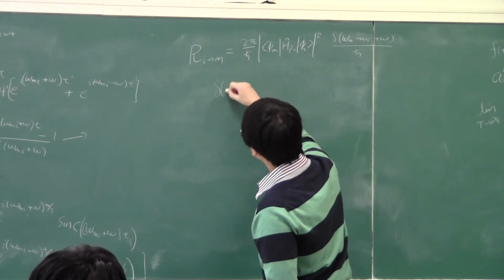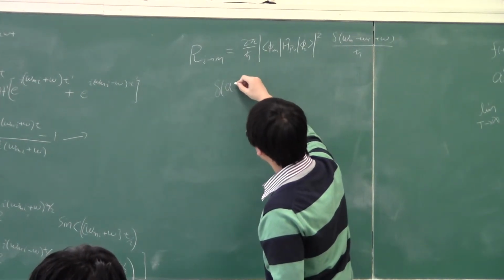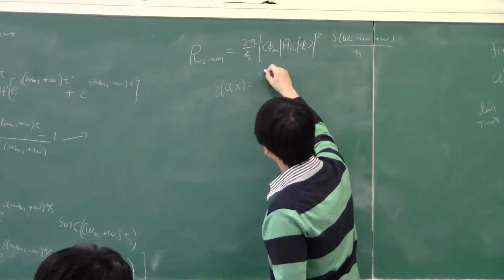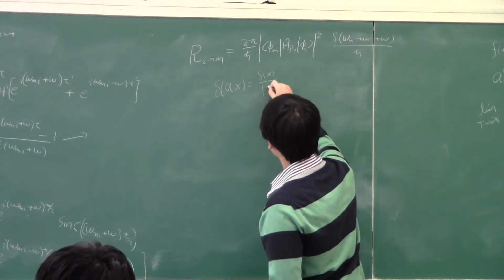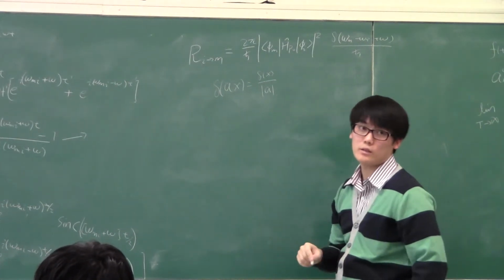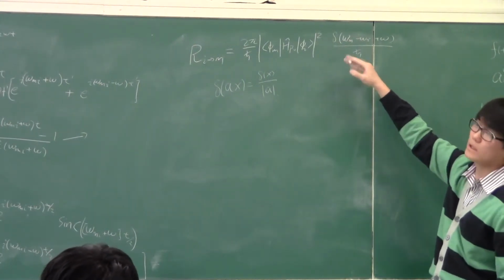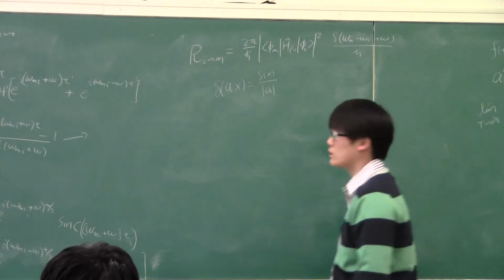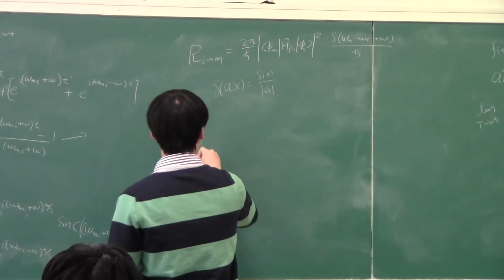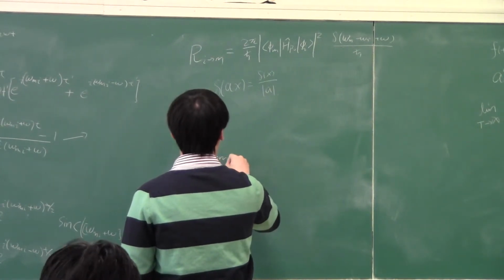Now, delta of a x is equal to delta of x divided by the magnitude of a. Everybody should know this formula. So now I can go ahead and multiply h bar inside of the delta function. So in the end, I get Fermi's golden rule.